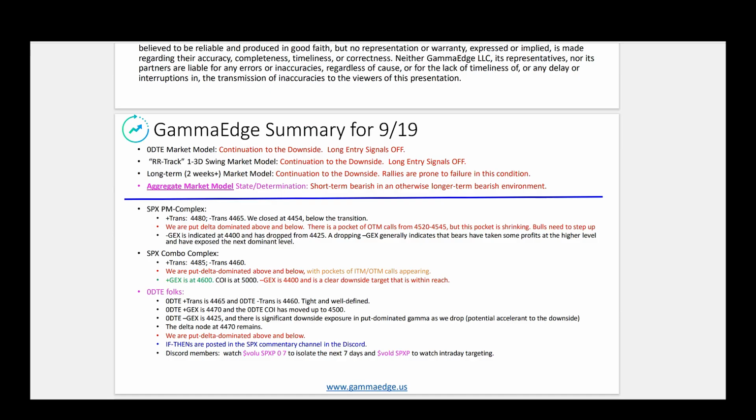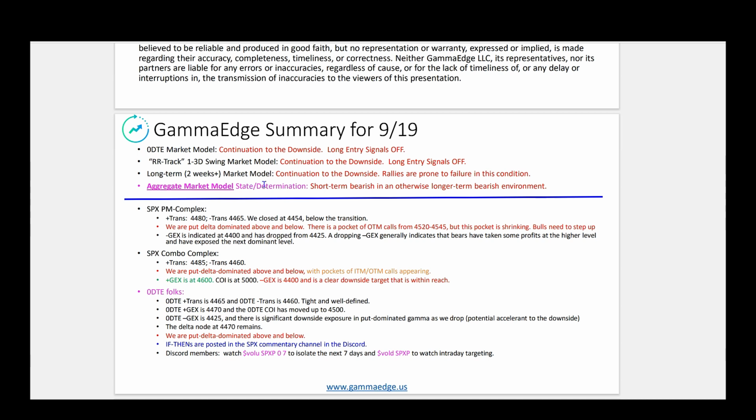So we'll go ahead and jump right into it. We're reviewing our GammaEdge summary for this morning PDF that's been posted for all the members. Make sure you review the commentary. Again, short-term bearish and otherwise long-term bearish environment for our market model, which continues.